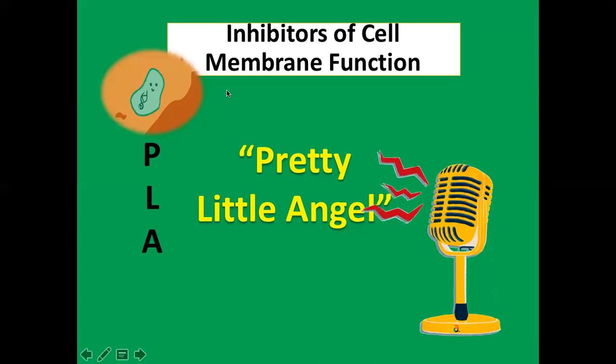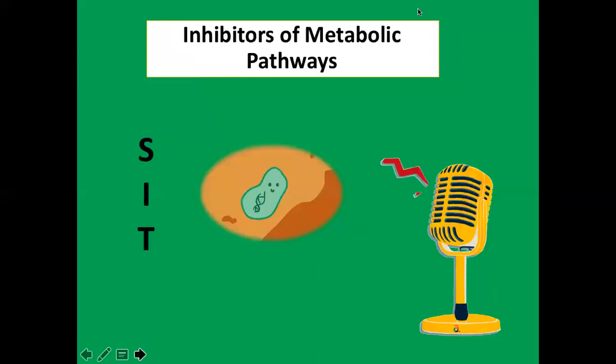So again, for the antibiotics inhibiting the cell membrane function of the bacterial cell, we have polymyxin, the lipopeptide, and the antifungals. And lastly, the metabolic pathway. So what are the antibiotics that are the inhibitors of the metabolic pathways? We have here the mnemonic simply SIT. So that is for sulfonamides, isoniazid, and trimethoprim.